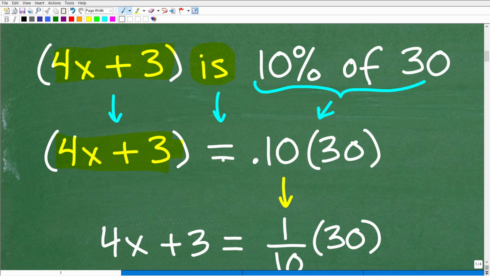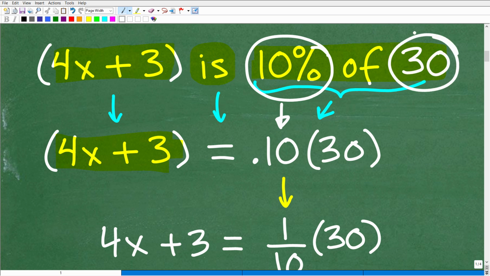It's the equal sign, okay? So 4x plus 3 is equal to 10% of 30. Now here, 10% of 30 means what? Well, to find a percent of a number, hopefully you know what we need to do is change the percent into a decimal. In this case, 10% is going to be 0.10, and then you multiply by that number. So 10% of 30 is going to be equal to 0.10 times 30.